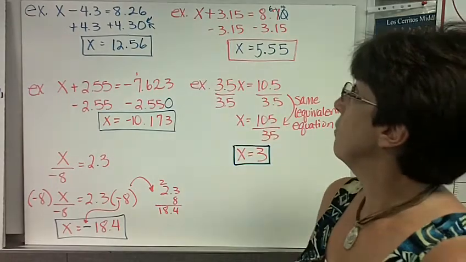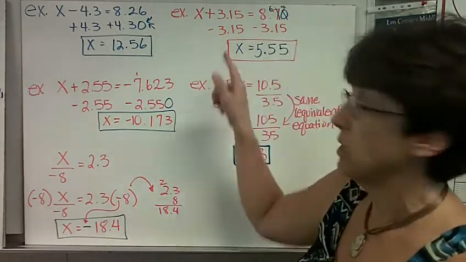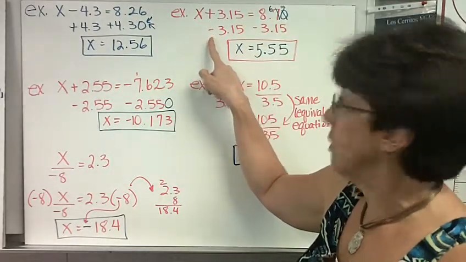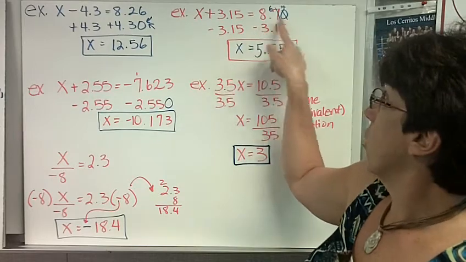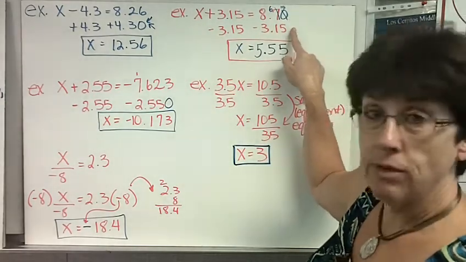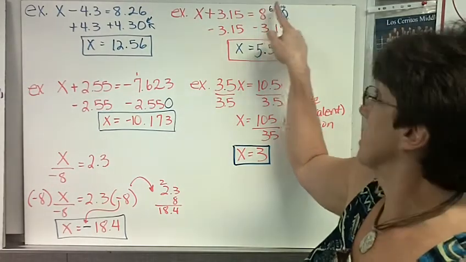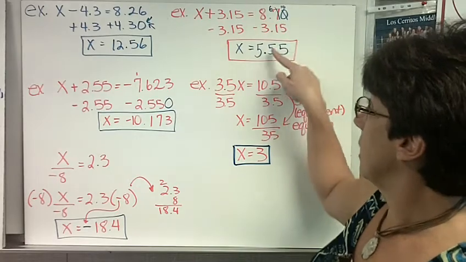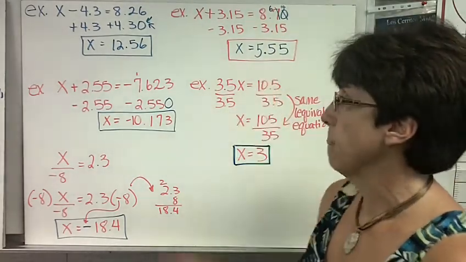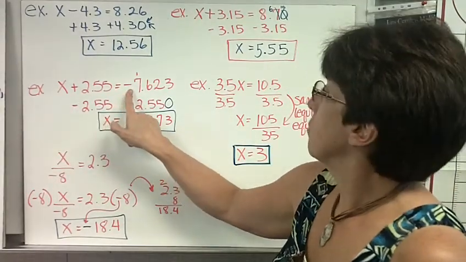X plus 3.15 equals 8.7. The blue is what I had to do extra. Okay, that's my original problem. I'm going to subtract 3.15 on both sides. So I added a 0, but now I have to subtract, and 0 take away 5 I can't do, so I needed to borrow. Crossed out the 7, made it a 6, crossed out the 0, made it a 10. Now I did my subtraction and I got 5.55. Boxed my answer. Here's another one where I had decimals in both pieces, okay?